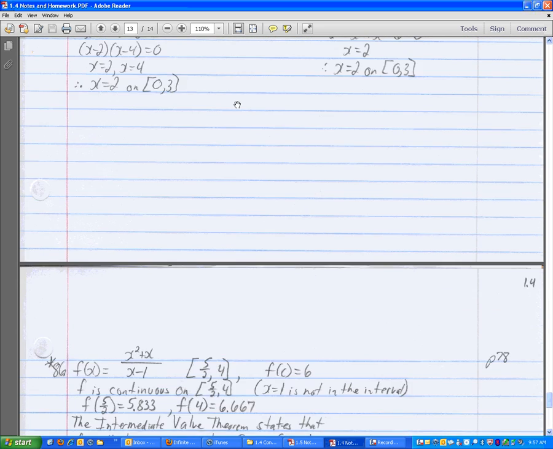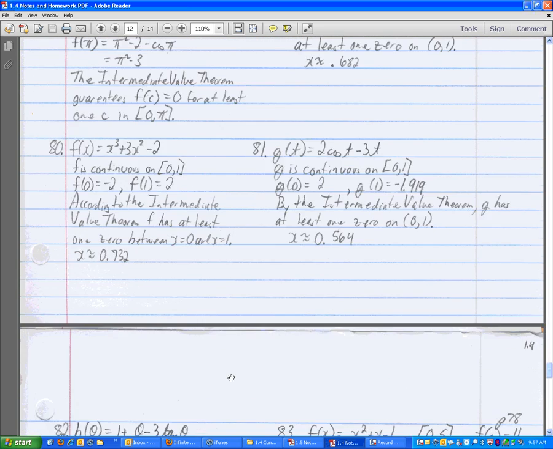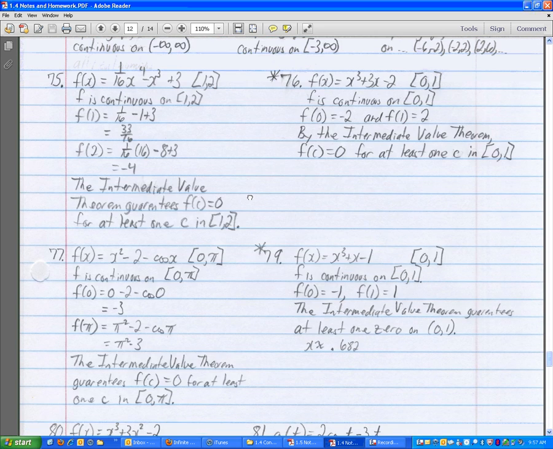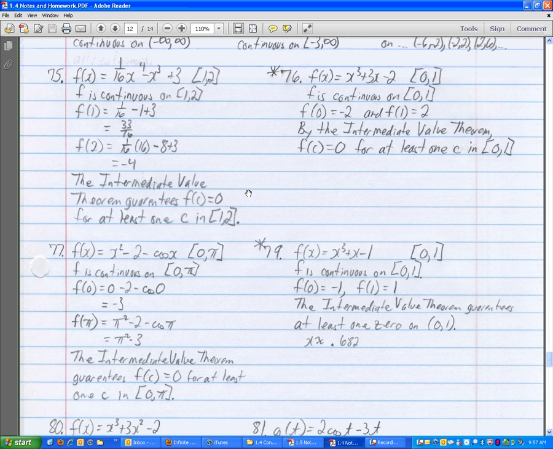75. All right, there's 75. What are we doing here? It says, explain why the function has a 0 in the given interval. All right, so we're going to try the intermediate value theorem. Remember that? It's been a few days.